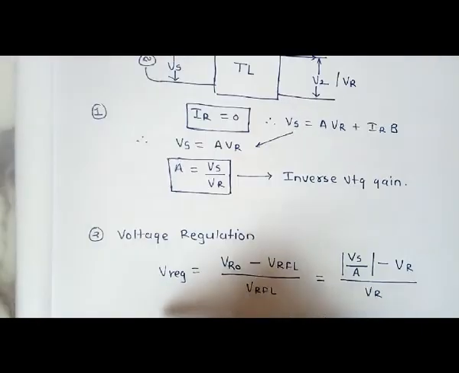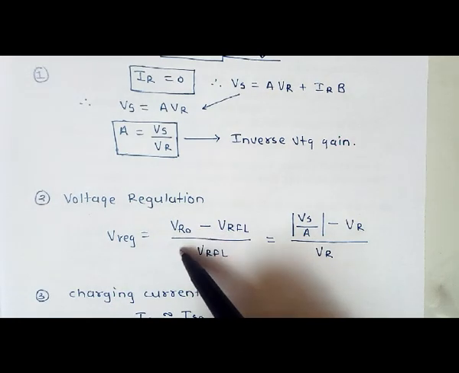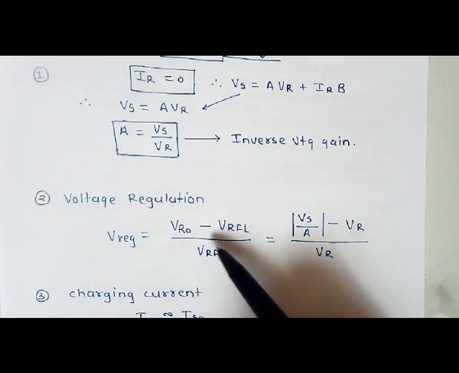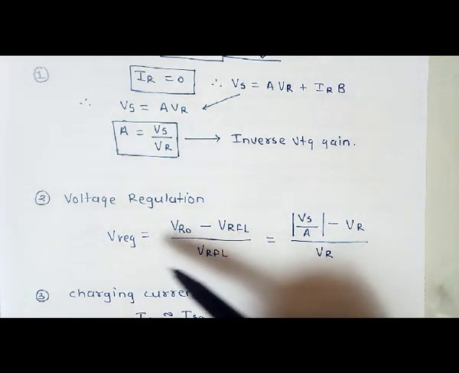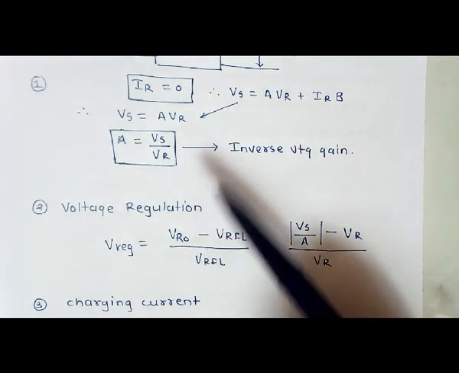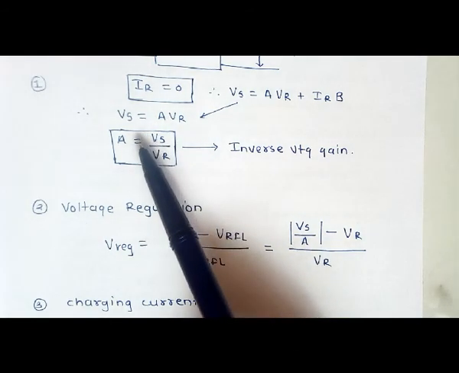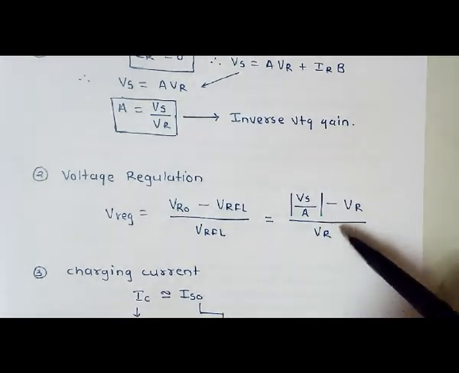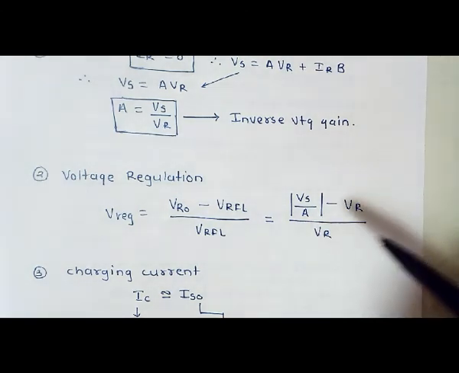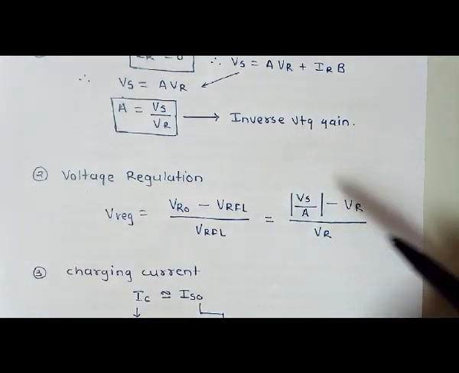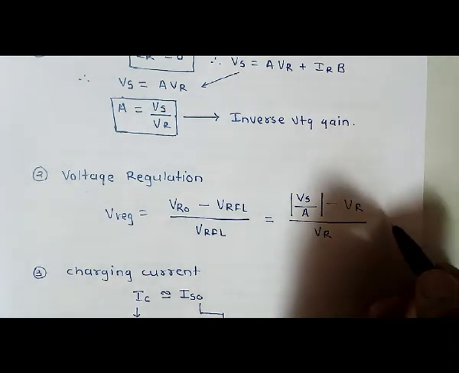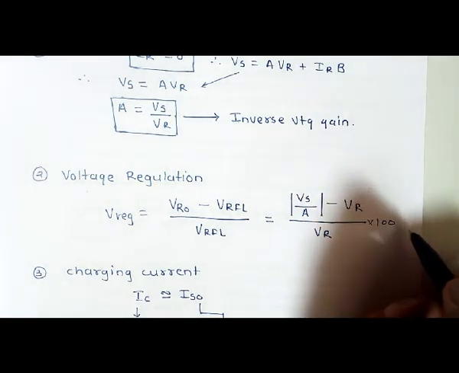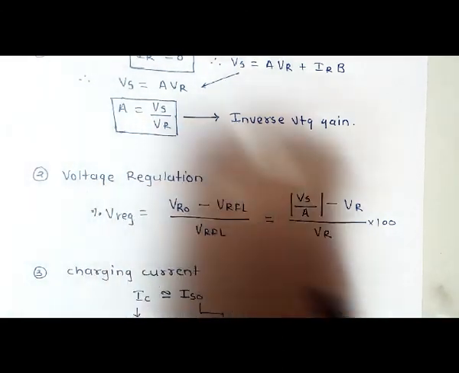And the voltage regulation is given as: voltage regulation equal to the receiving end voltage at no load minus the receiving end voltage at full load, divided by the receiving end voltage at full load. We put VR naught from this equation, VR naught equal to Vs by A. So it is (Vs by A minus VR) divided by VR. This is the general formula and we can use it for anything. If we have to find the voltage regulation in percentage form, we just multiply by 100. This will give the percentage regulation.